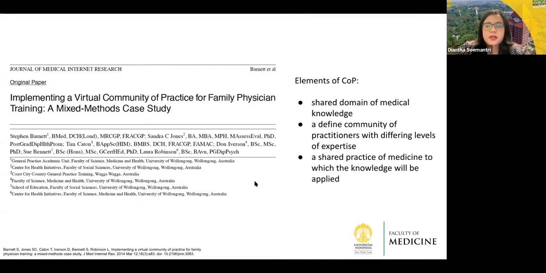So if we look at this virtual COP that the authors developed, we can try to match it to the elements of COP. First is the domain. What is the domain of this COP? This domain of COP is particularly the domain of medical knowledge for the family physician. So the COP involves family physicians, and the domain is family medicine. So that's the domain. And what is the community? The community, of course, the family physicians, the practitioners of family medicine, who are in the COP and with differing level of expertise. So this is related to what I've mentioned before, the importance to have different people with different level of expertise in the COP.